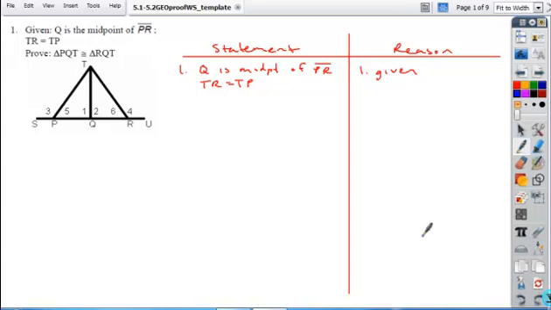Right, so in this first one, if we were to label what we have, we have TR and TP equal, so that's a set of sides that we know. And then it says that Q is a midpoint. So it doesn't give us direct information, but indirectly it tells us that these two sides are equal. And so we need to actually create a statement to represent that. So we do have to interpret that statement into an equation form to say that PQ is equal to QR.